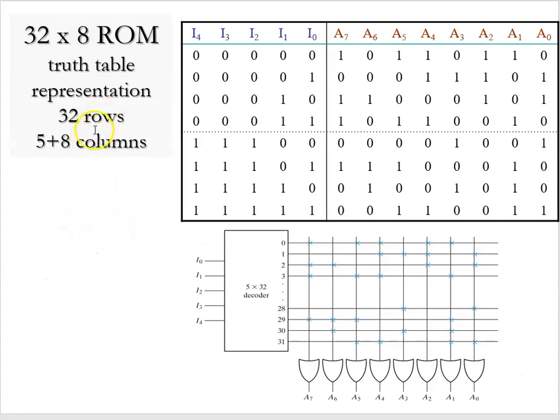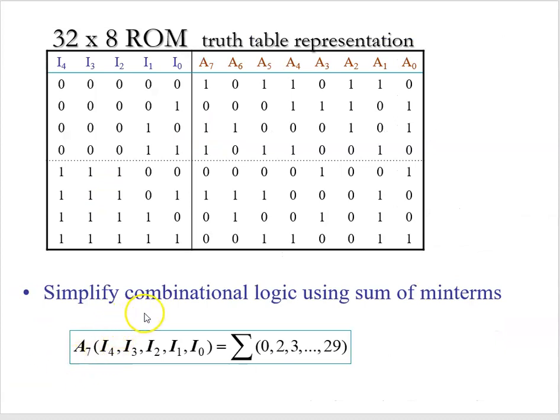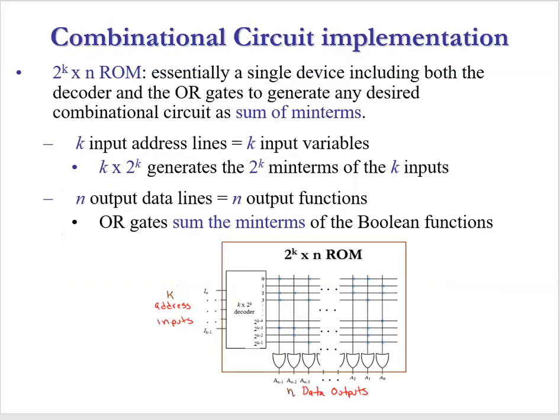So we have the 32 rows and 5 plus 8 columns. This is shortened; in here, we're just not showing what those different combinations are. So it could be a pretty big truth table, but it's still just a truth table, just the same. So we can implement our combinational logic just using our sum of minterms. We don't need to use a Karnaugh map to simplify it in any other way. So that's what makes programming with a ROM very easy to do.